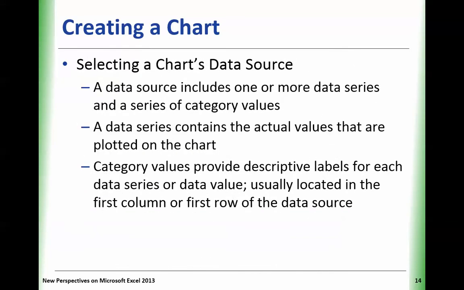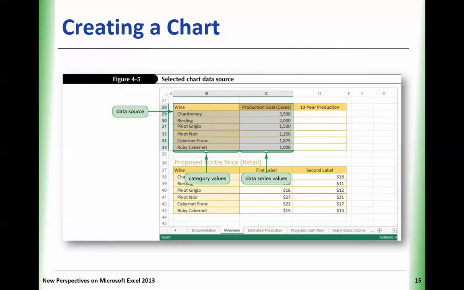We're going to select the chart's data source. That's the very first thing we have to do. We have to have data to be able to create a chart. You cannot create a chart without data. A data source includes one or more data series and a series of categorical values. A data series contains the actual values that are applied on the chart, and the category values provide descriptive labels for each data series or data value, usually located in the first column or first row of the data source.